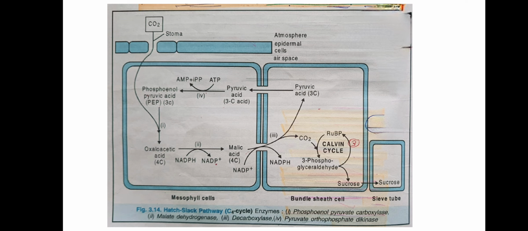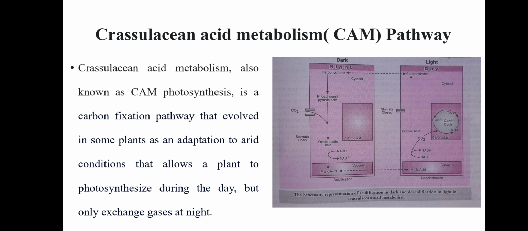In C4 plants, there are two types of cells in their leaves: mesophyll cells and bundle sheath cells. In the mesophyll cell, only PEP carboxylase is present, but in the bundle sheath cell, normal Rubisco is present. So initial carbon fixation is aided by PEPcase or PEP carboxylase, and the first stable product is oxaloacetic acid.